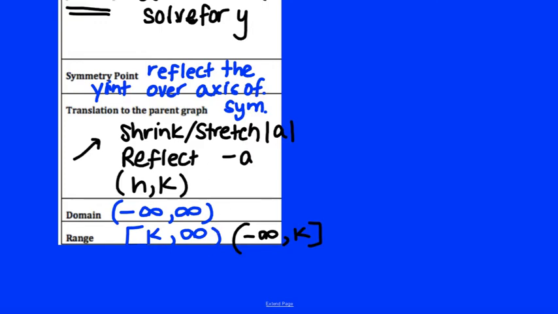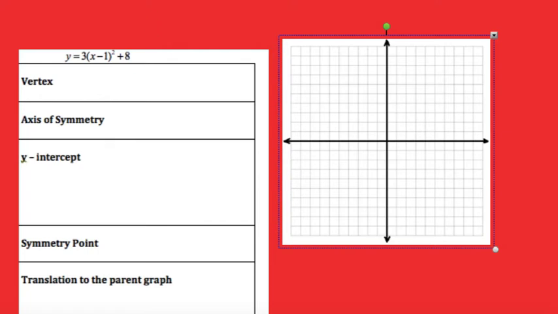All right, let's try one, okay? All right, so on the one on the right, we first look at it and we identify the vertex. So the vertex is in the location of h and k, so it's going to be 1, 8. The coordinate point 1, 8. I'm going to go to the coordinate point 1, 8, so 1, 2, 3, 4, 5.